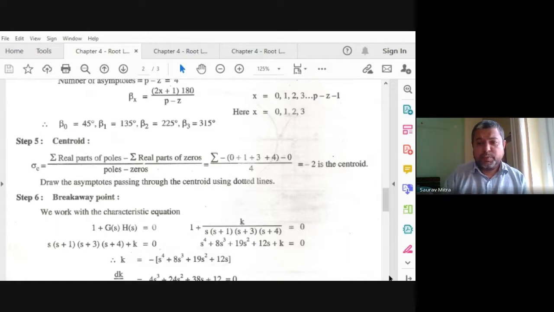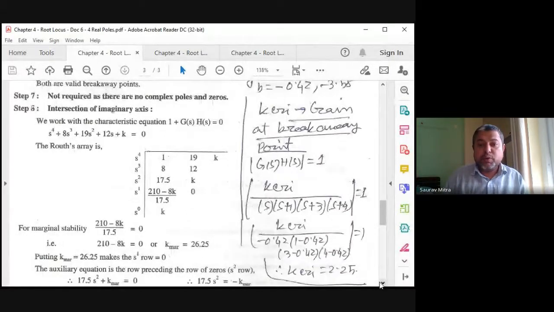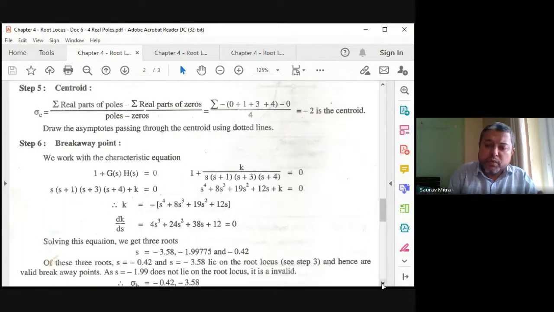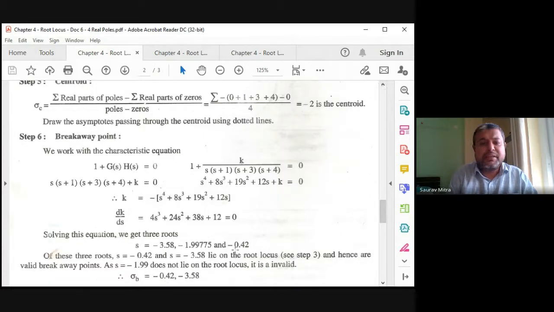So now we are coming to the most important part which students find very difficult and students get clean bowled. That is actually the finding of breakaway point. So somehow students find the omega marginal, K marginal also, because that is by Routh-Hurwitz criterion. But students get clean bowled in finding breakaway point. But I'll tell you, it is very easy. There is nothing difficult in that. Only thing is differentiation you have to do, and everybody knows how to do differentiation.